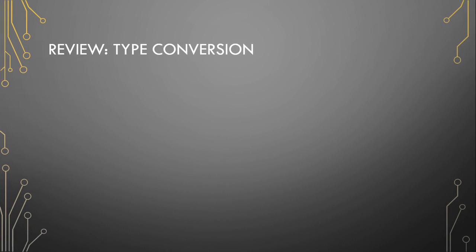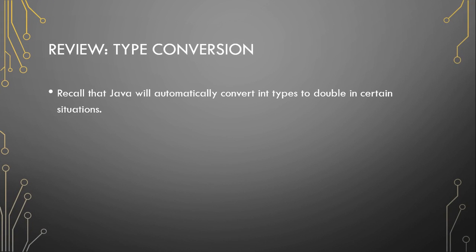Next thing it talked about though is type conversion. Recall that Java will automatically convert ints to doubles in certain situations. For example, if you did an input, and the person is asked to please enter the next number, and you're doing a nextDouble, and the person just types 4, well, Java will recognize that even though it's 4, it really means 4.0, because remember, you have to have a decimal for doubles.